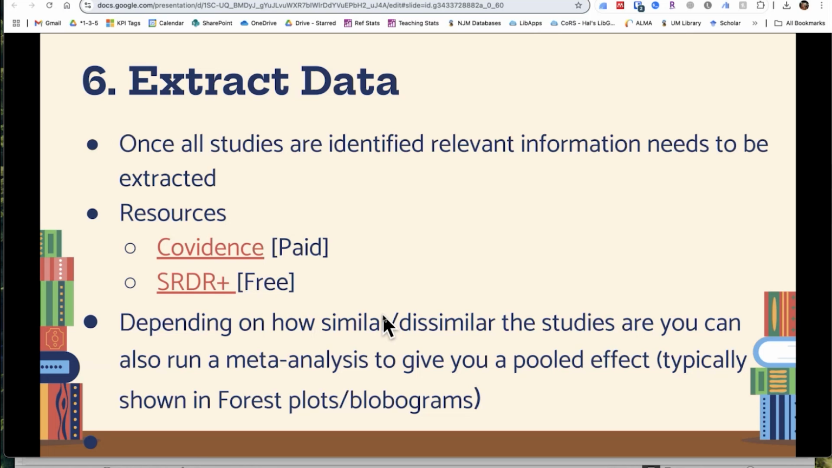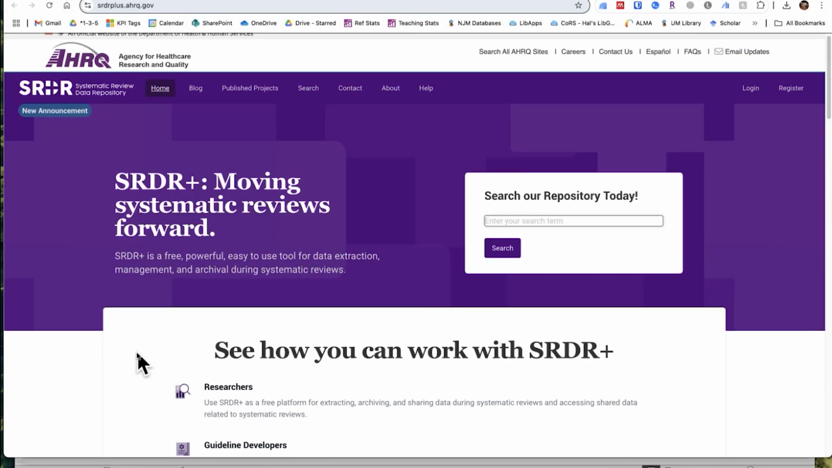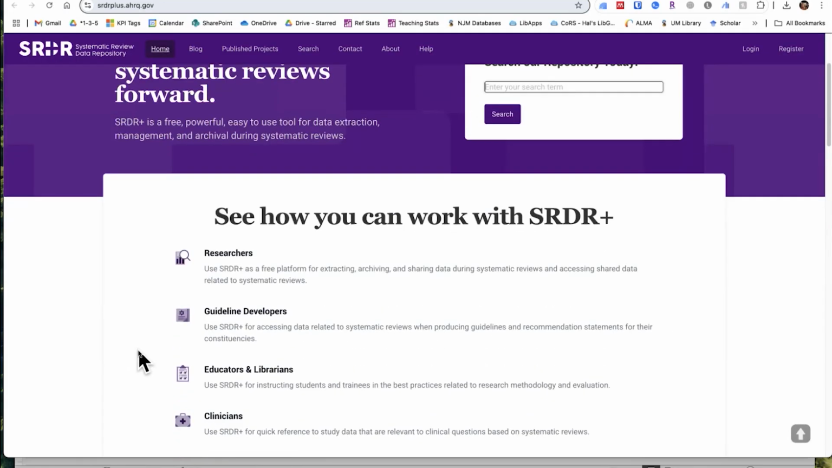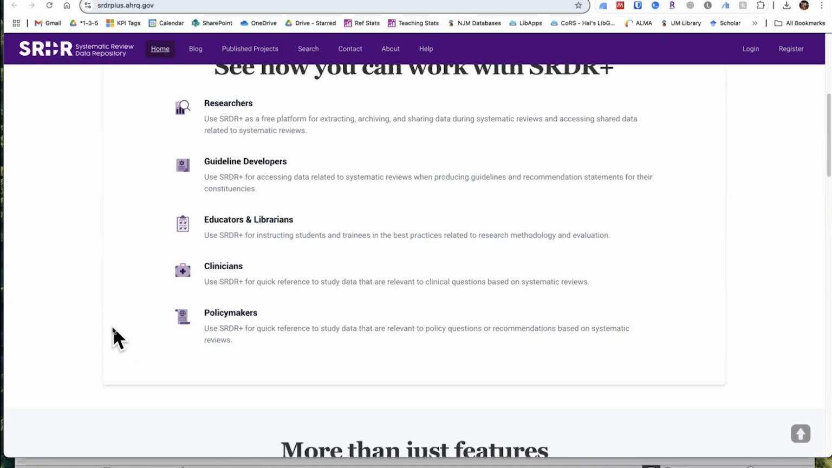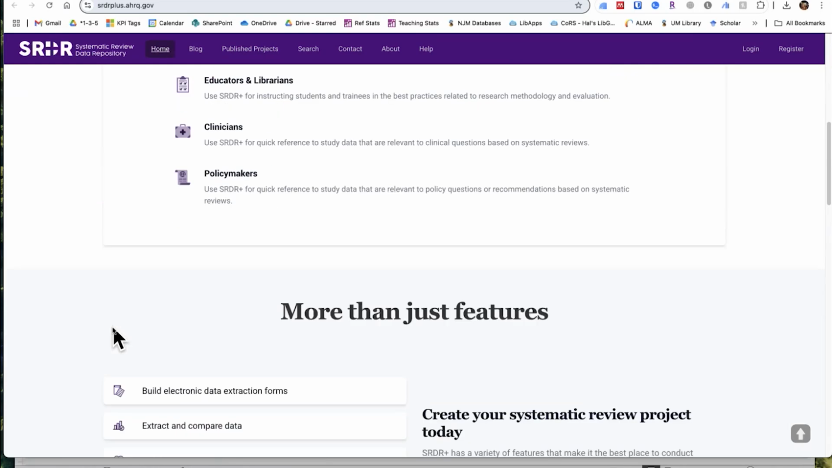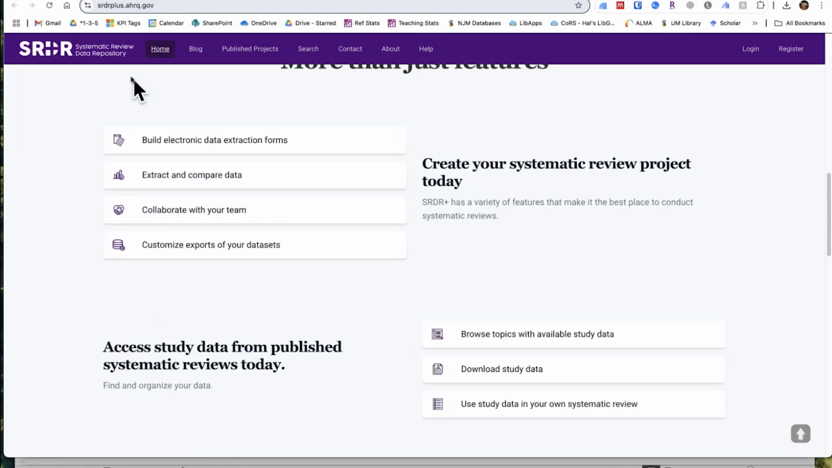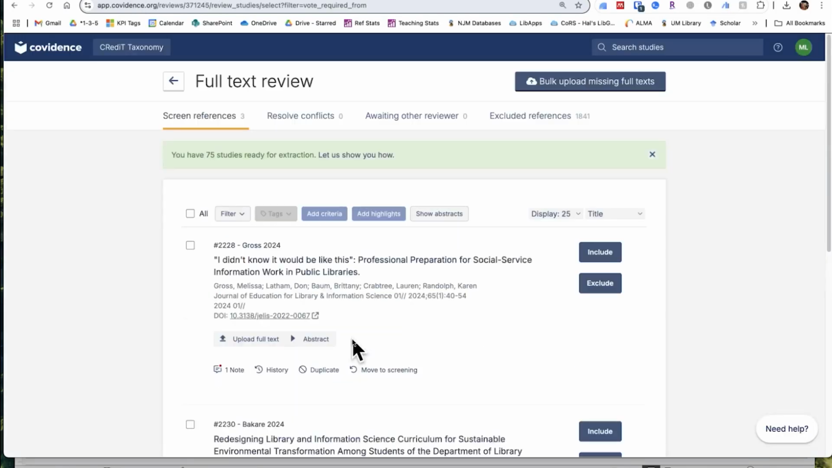So for data extraction, I use Covidence because it allows you to build data extraction tables right into the product. But a free resource, which I haven't used myself but have heard highly recommended, is called SRDR Plus. I only do a little bit of extraction for my own studies, so I'm always cautious about giving people a lot of advice on extraction, but I would definitely explore this resource. And I'll just show you what it looks like to do data extraction.